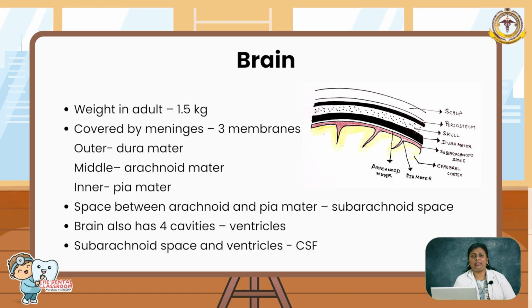It is covered with a layer called the meninges. The meninges has three membranes. One is the outer membrane, the second is the inner membrane, and the third is between the outer and inner, called the middle layer. All these three membranous layers together form the meninges.